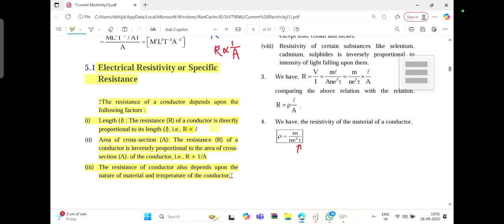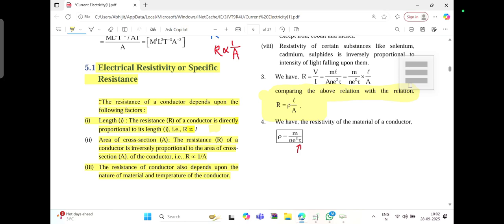Many questions and many numericals we have done from these concepts, and in further classes we will do many types of questions and conceptual questions from this expression, R is equals to rho L by A. That will be the next topic of our concern.